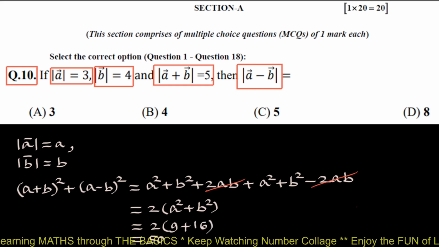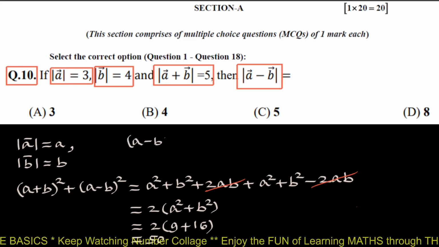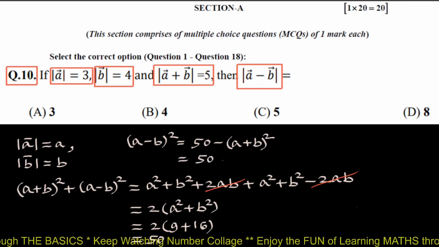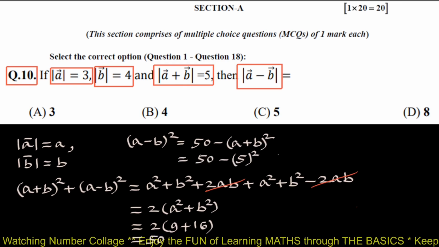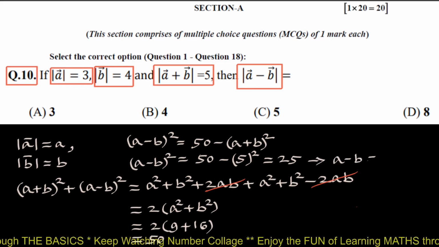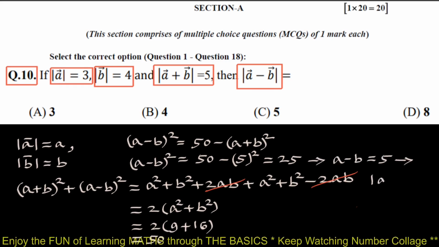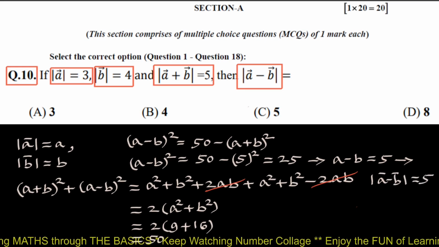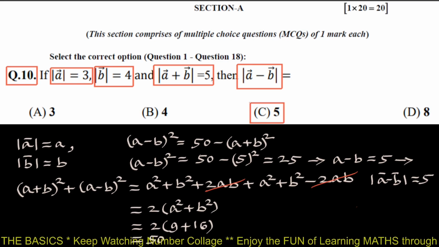Now from this we write A minus B whole square equals 50 minus A plus B whole square, 50 minus 5 square, which is given, 25. That gives A minus B equals 5, or mod A bar minus B bar equals 5. Hence, the correct answer option is C, 5.